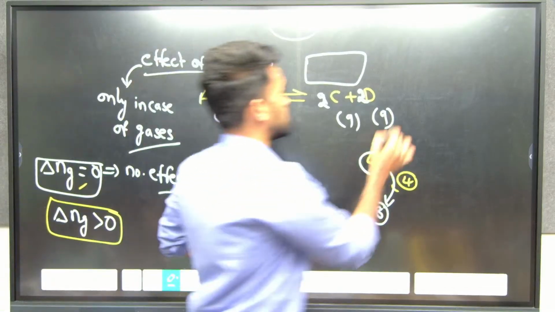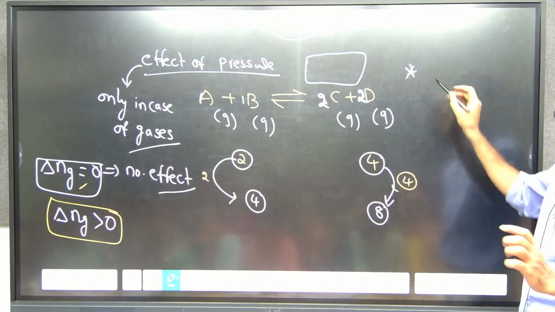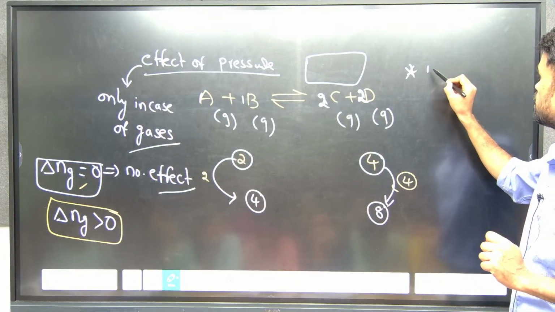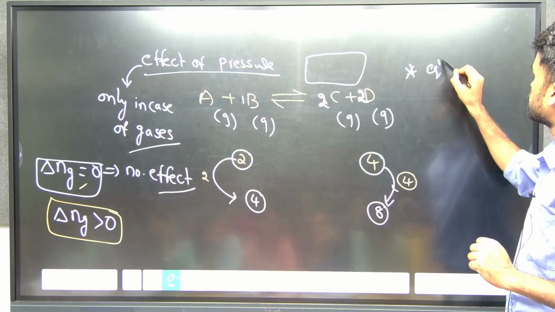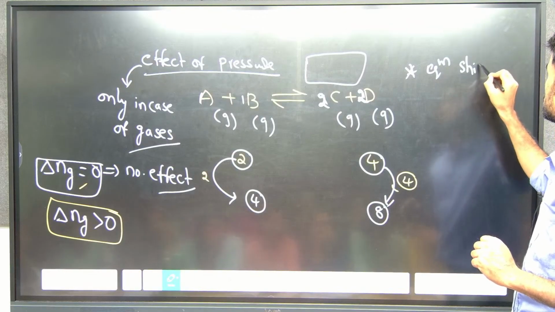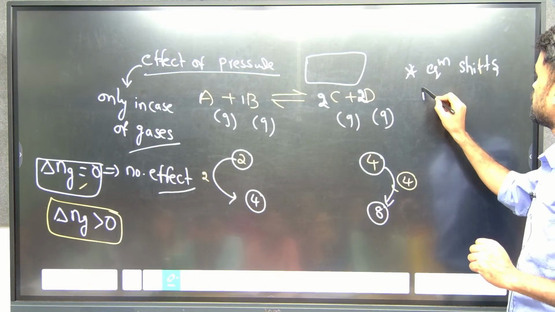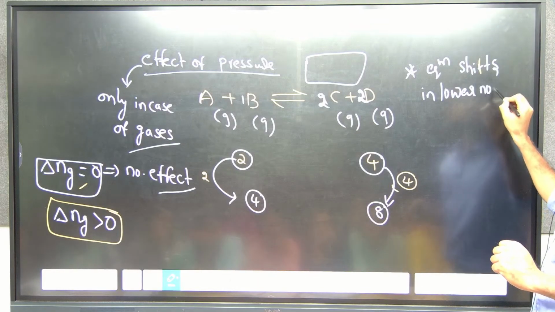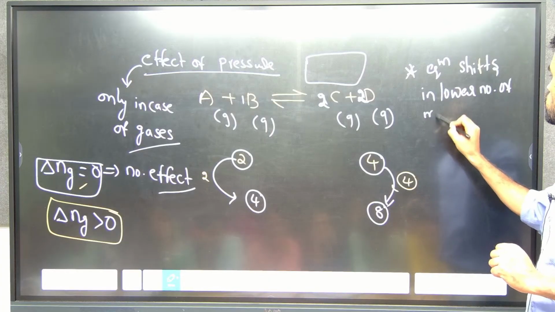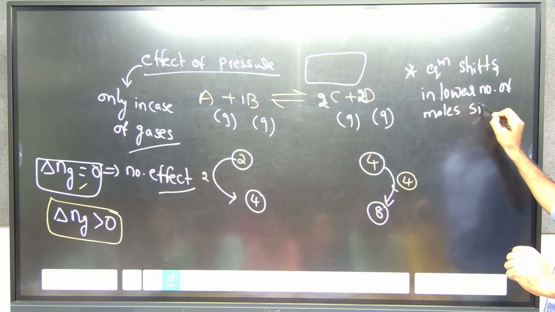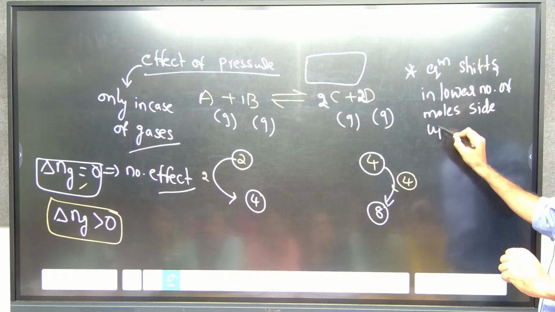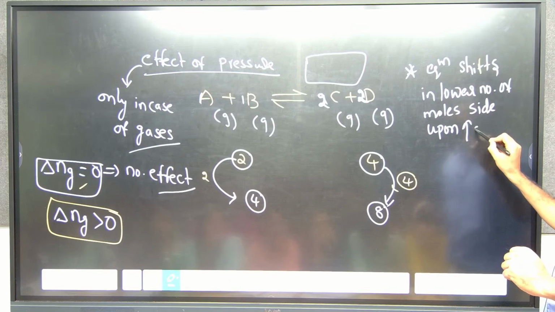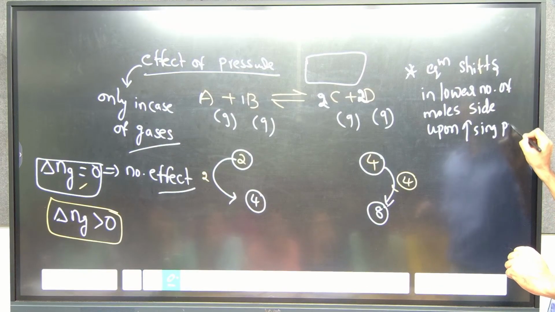In simple words, just remember the effect of pressure: equilibrium shifts to the lower number of moles side upon increasing pressure.